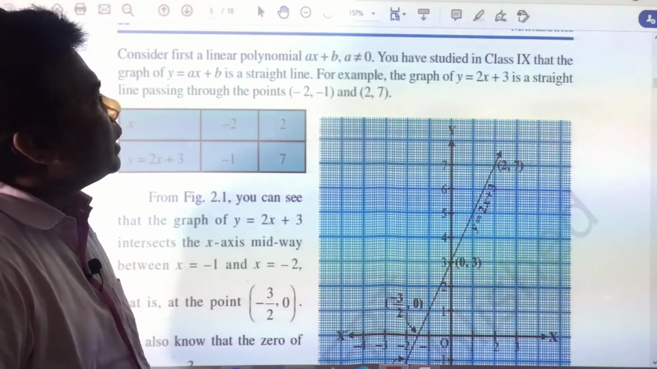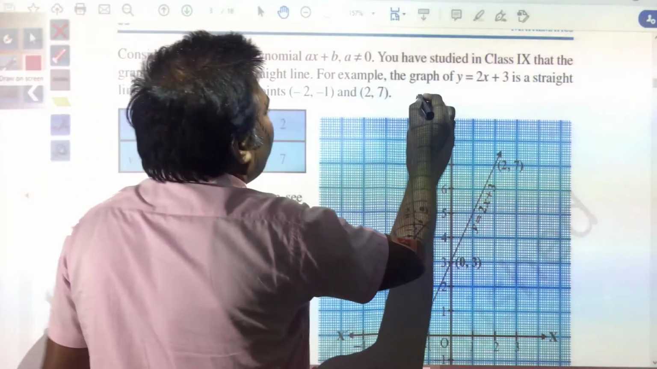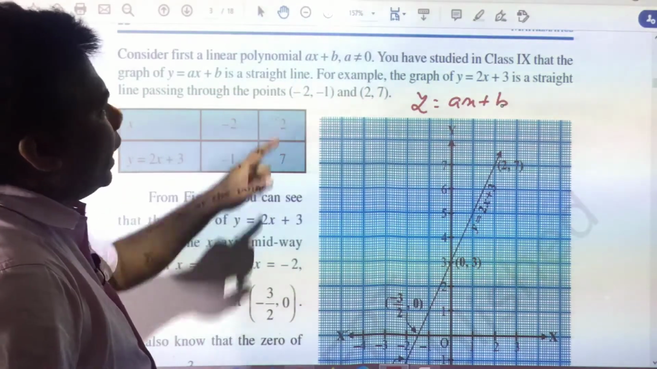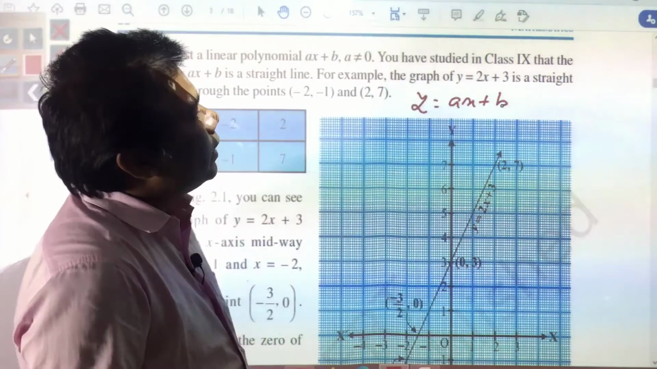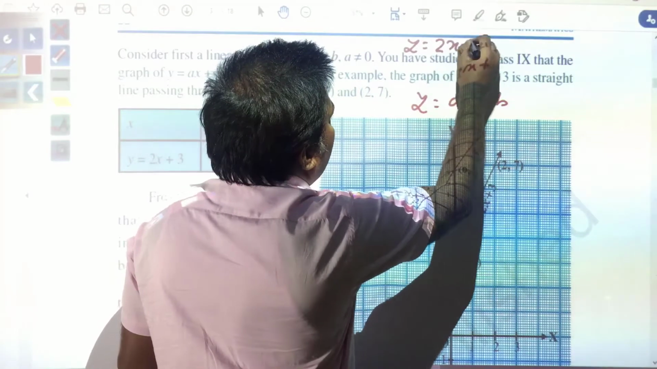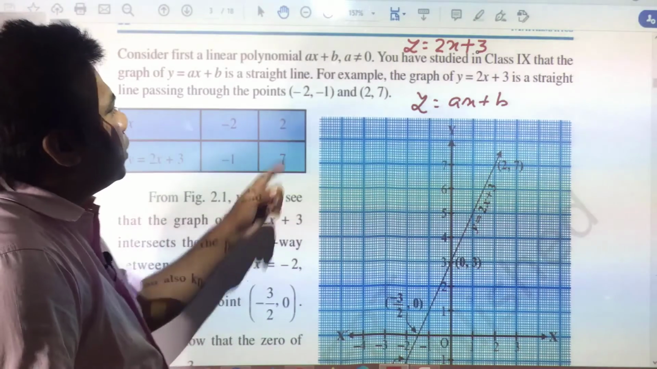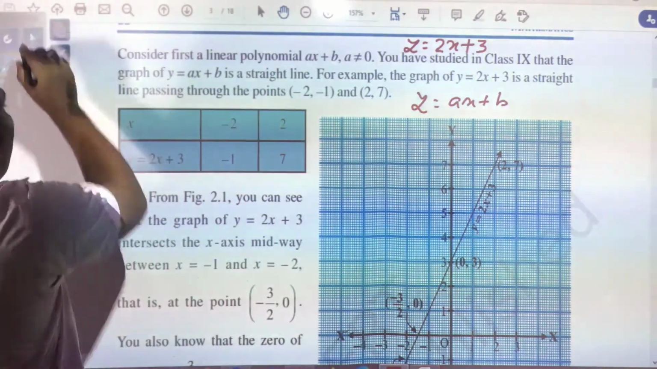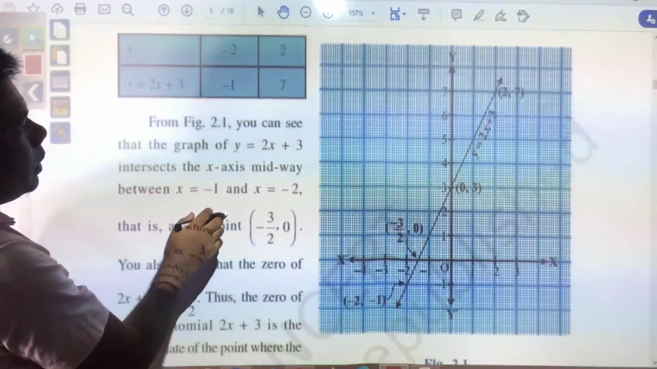You have studied in class 9th that the graph of y = ax + b is a straight line. Already you have learnt this in class 9th. For example, the graph of y = 2x + 3 is a straight line passing through the points (-2, -1) and (2, 7). Suppose you have plotted the graph of the equation y = 2x + 3.